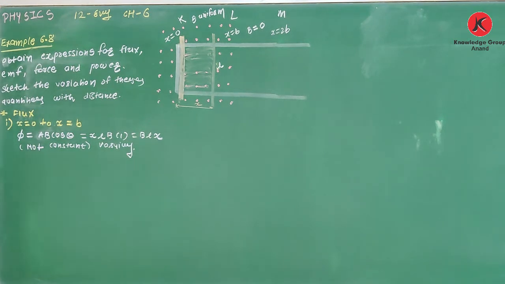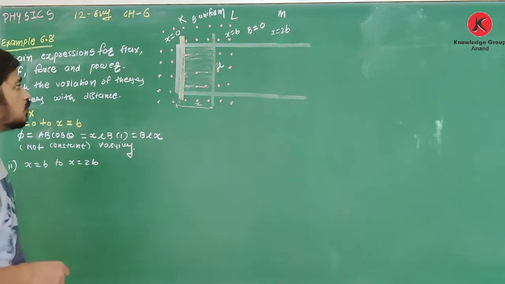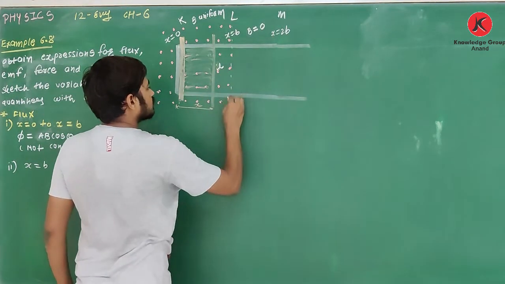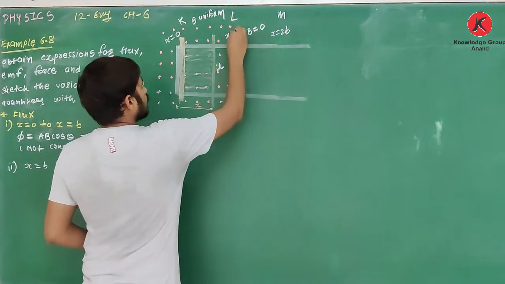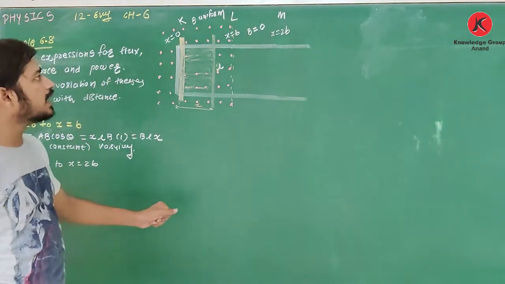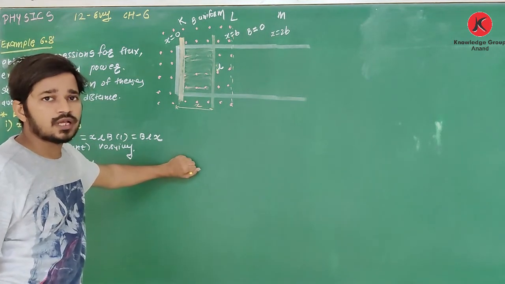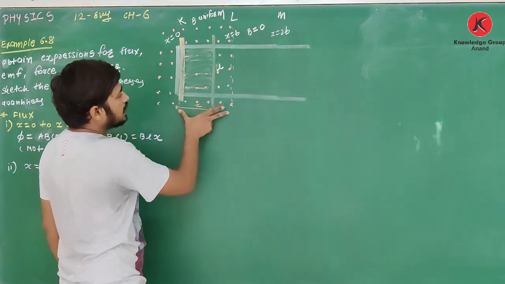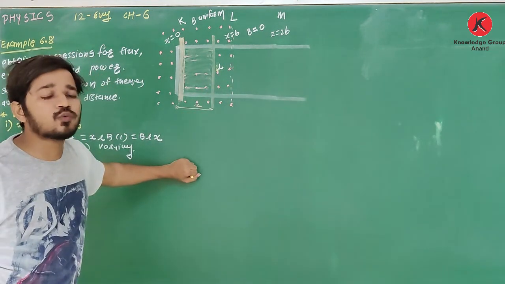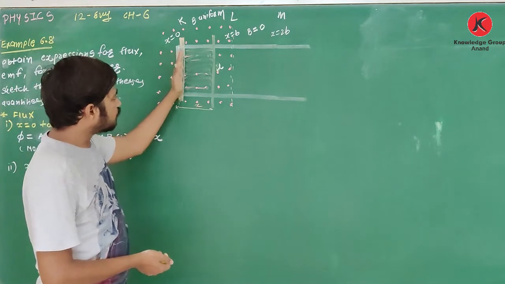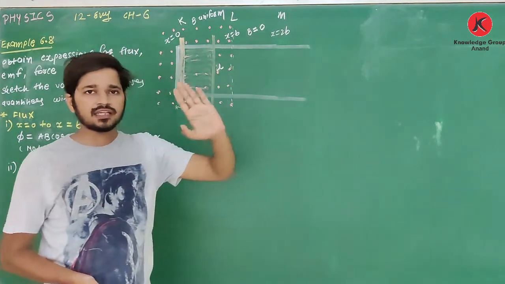Okay. In the second case, when x is equal to b to x is equal to 2b. Now, when x is at b, what happens? If this wire is here, what is area enclosed by the closed loop? This distance is b and this length is L, so it is BL. Yes or no? What is area? BL. Yes, we know that. As we are moving from this region to this region, area keeps on changing.